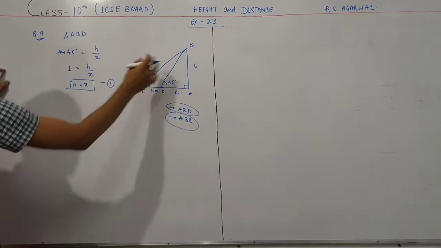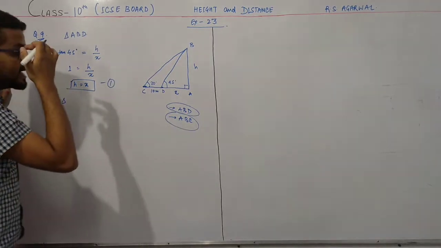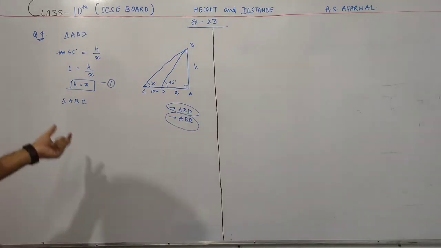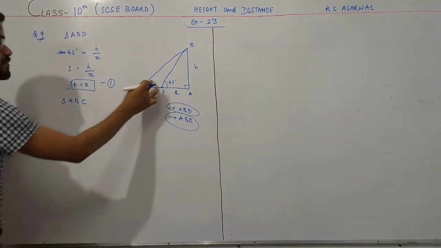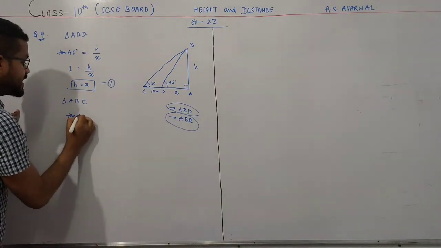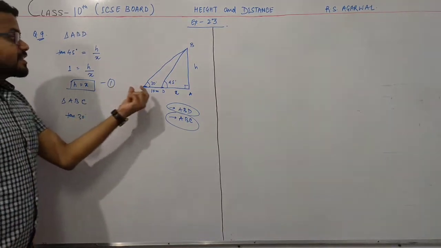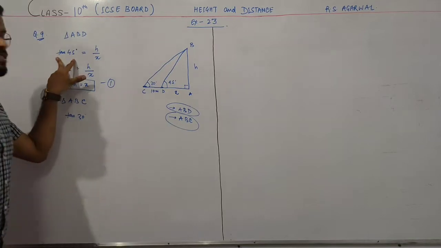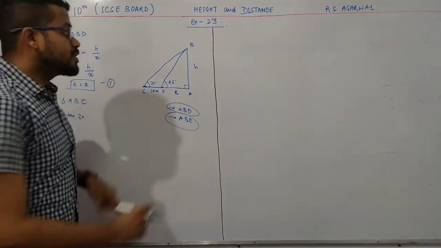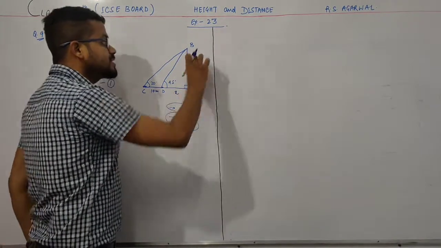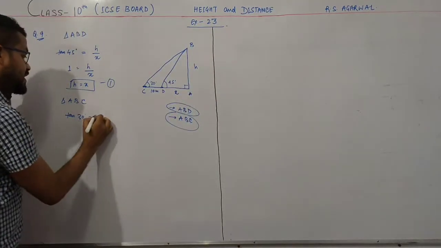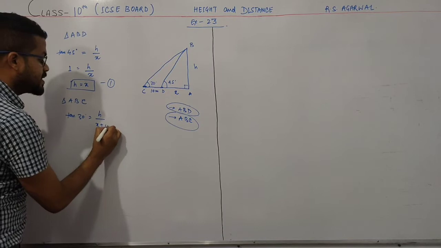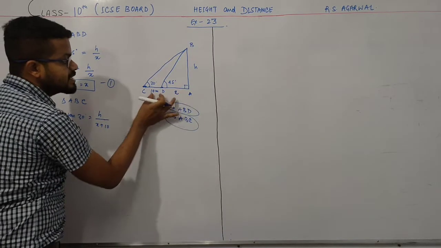Now again I will take the right angle triangle ABC. Here we use tan 30 degrees. Why do I take tan 30 degrees? Because tan is the ratio of perpendicular upon base. So tan 30 degrees is h upon the base, and the base is x plus 10. This is x and this is 10.